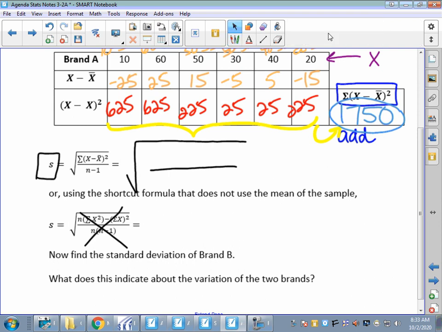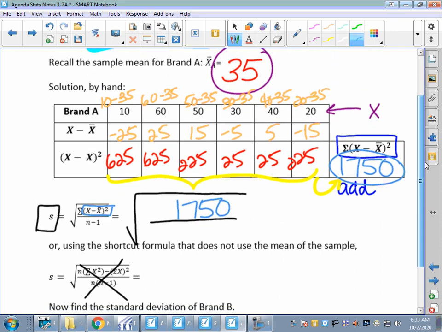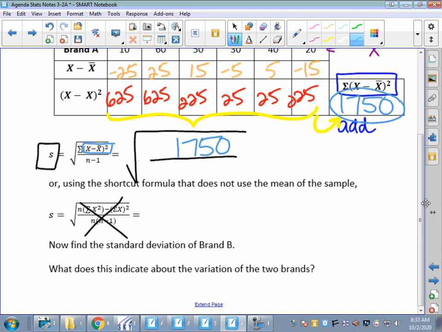My sum of X minus X bar squared, remember, I'm squaring everything first, and then I'm taking the sum of it. It came out to 1750 divided by n minus 1. I believe that our n was 6, right? So n minus 1 would be 5, and I'm going to divide by 5, and then square root that. So 1750 divided by 5 comes out to a nice, neat 350. When I square root that, my sample standard deviation should be 18.7. I'm just going out one more decimal place than my original data. So our sample standard deviation is 18.7.